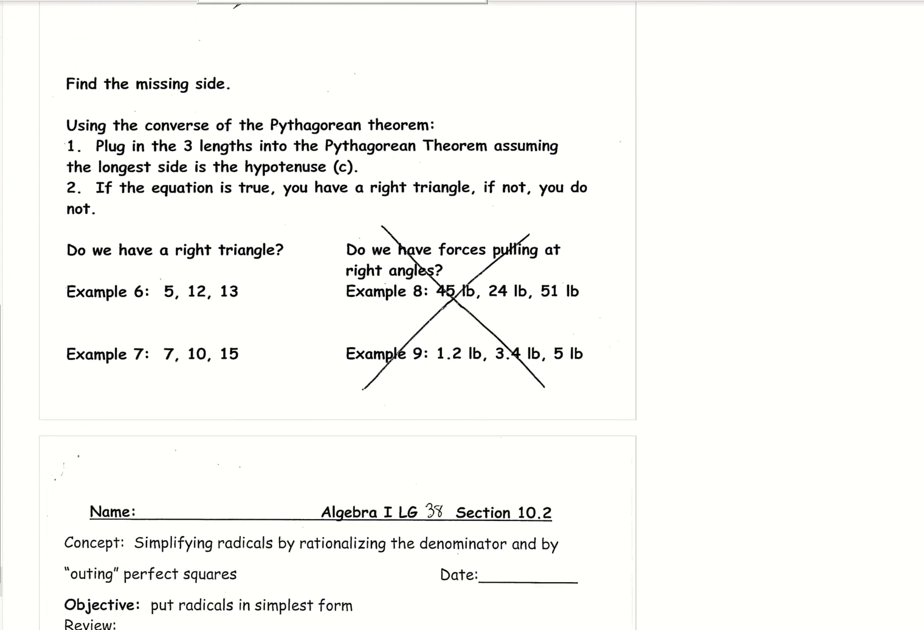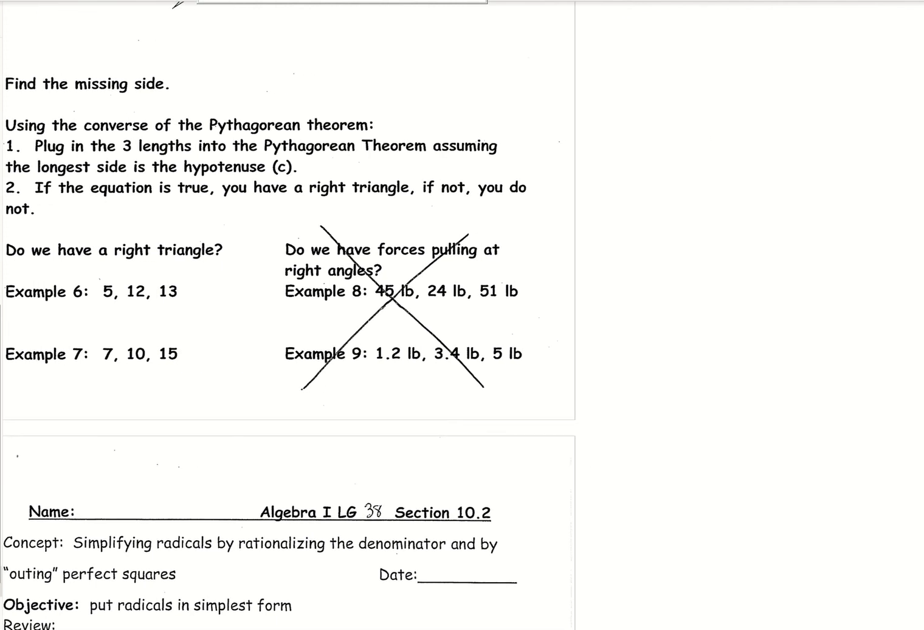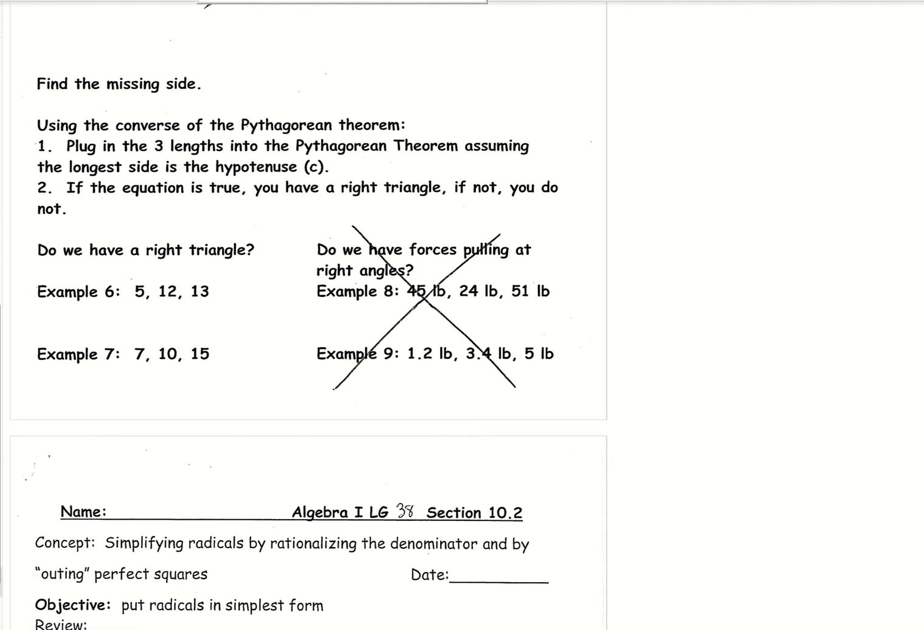Okay, so the next thing that we have is example 6 I want to look at. Okay, this is looking at the converse of the Pythagorean theorem. Okay, so for 6, we're trying to figure out basically if it's true or not. So you're going to plug in the 3 numbers to the Pythagorean theorem. So you have a squared plus b squared equals c squared.